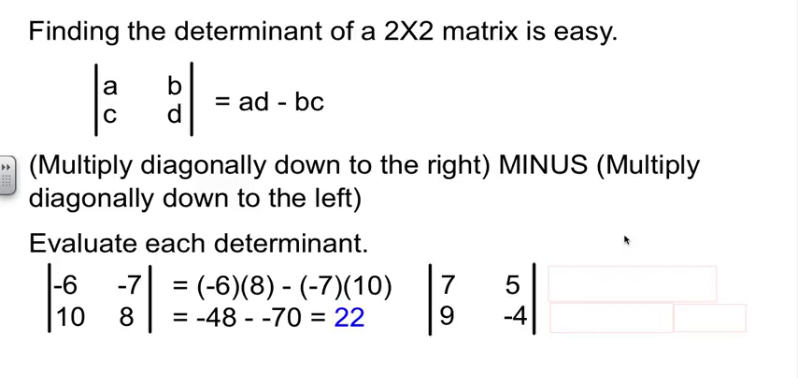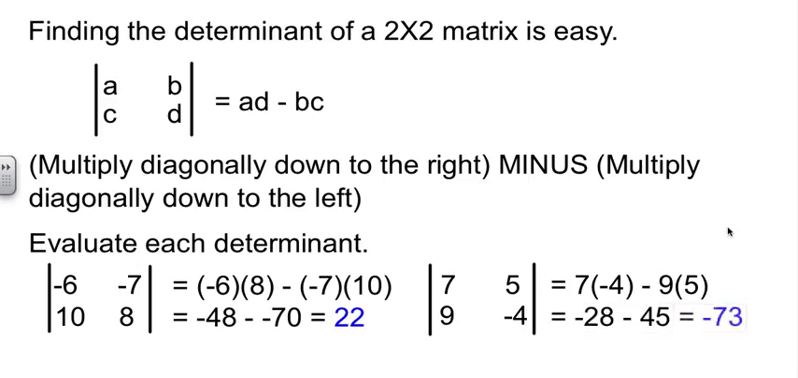Okay, let's look at another one. We've got another matrix. It's a square matrix, 2x2. We're in business. 7 times negative 4 minus 9 times 5. That's negative 28 minus 45 gives you negative 73.